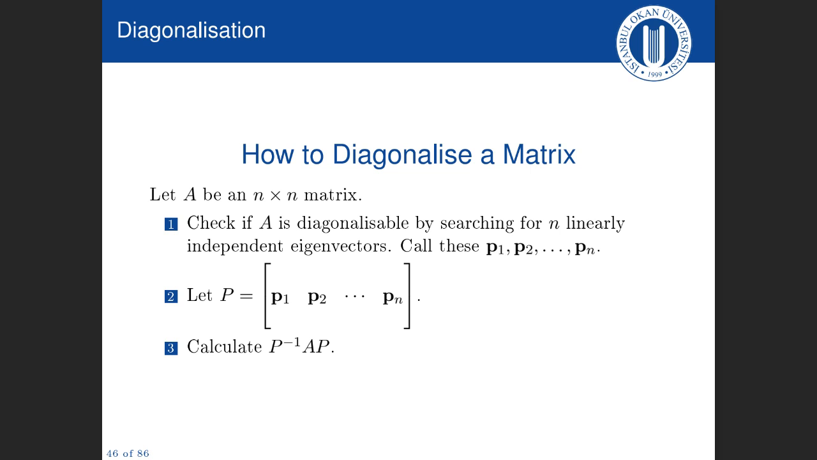And let's continue. We want to diagonalize a matrix. The way we're going to do this is step one, we need to find n linearly independent eigenvectors, and we're going to call these P1, P2 up to Pn. Step two, we're going to write down the square n by n matrix capital P, which has first column the first eigenvector, second column the second eigenvector, and so on. And then step three, we're going to calculate P inverse AP.